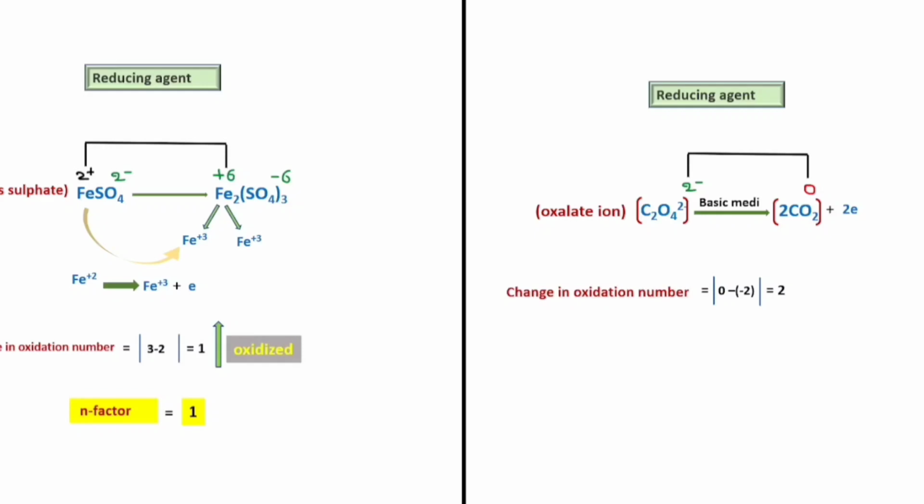The change in oxidation number is the mod value of 0 minus -2, that is 2. So in a chemical reaction, oxalate ion is oxidized by 2 and reduces another substance. So the N factor of oxalate ion is 2.